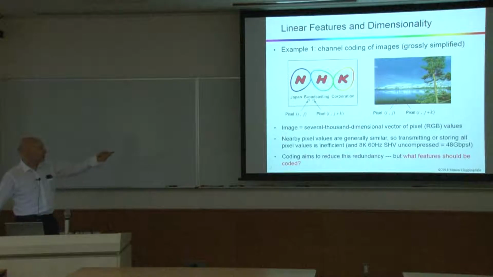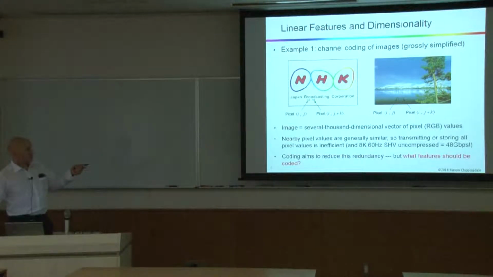So for example, here's pixel ij, that's row i and column j. And here is another pixel, just k pixels further along, so i, j plus k. And as you can imagine from this example, these two pixel values are probably either identical or very similar. In the natural image, the closer two pixels are together, the more likely they are to be close statistically.